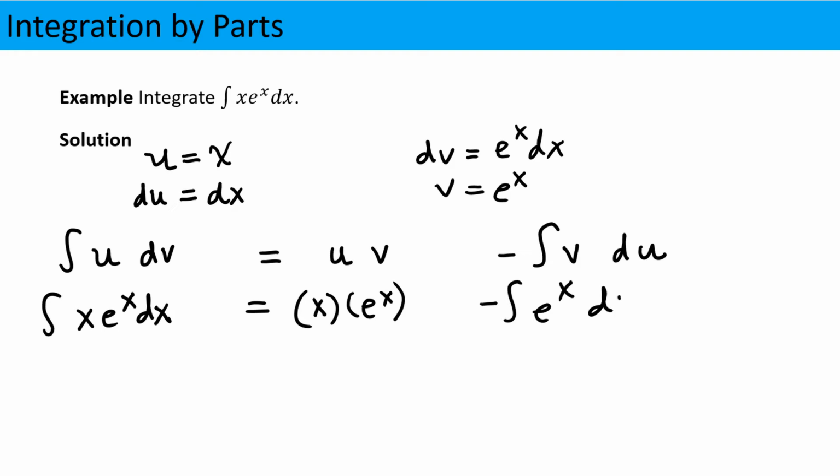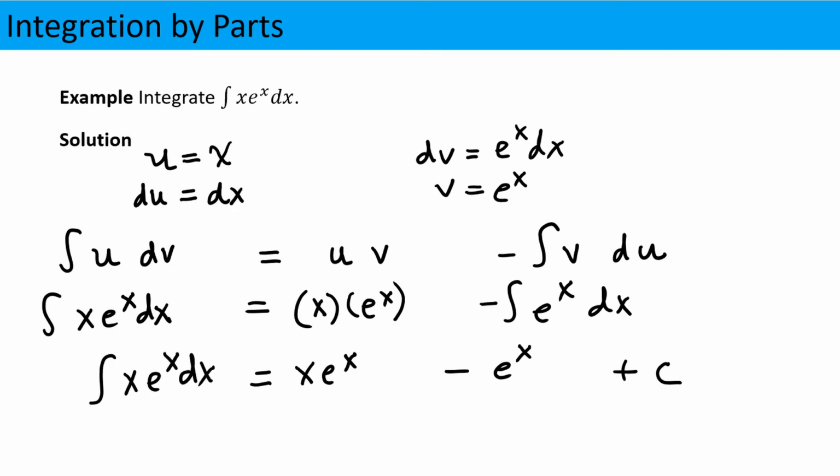Now we can integrate the remaining part, so the x e to the x stays put, and the integral of e to the x is just e to the x, and don't forget the c. So now we solved that the integral of x e to the x dx is x e to the x minus e to the x plus c.